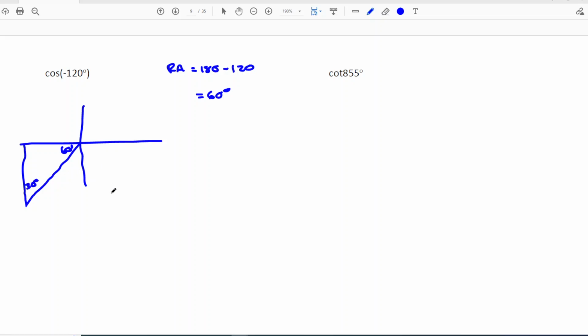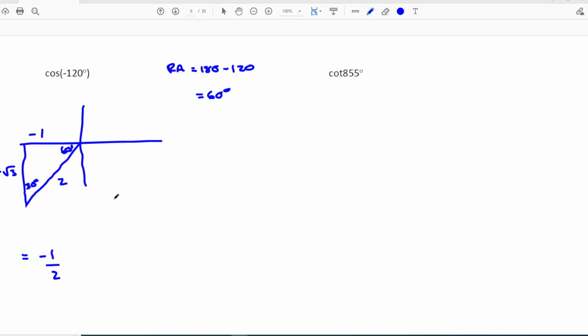If you haven't paused the video yet, maybe pause now and label your special triangle. So 1, 2, root 3, negative 1, negative root 3. And then I'm finding the value of cos. So cos is adjacent over hypotenuse, or x over r. So it's going to be negative 1/2.